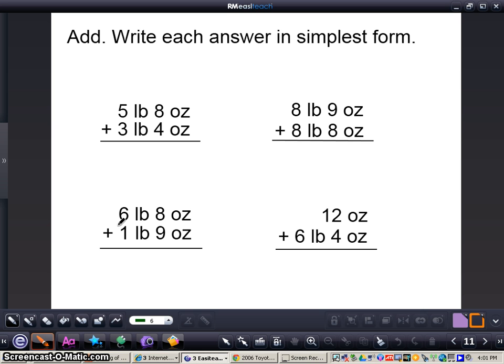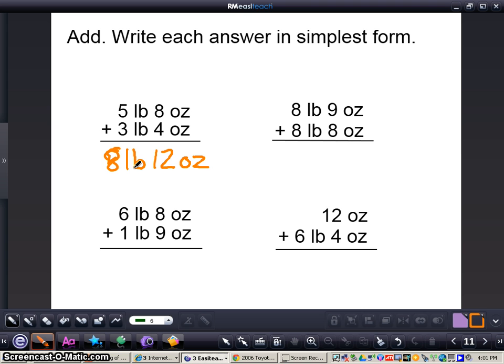Okay, so we're adding 8 and 4, that gives us 12 ounces. Now we don't have to convert anything here because 12 ounces is not more than 1 pound. And then 5 and 3, that gives us 8 pounds. Okay, so 5 pounds 8 ounces plus 3 pounds 4 ounces equals 8 pounds 12 ounces. Pretty simple there. Now let's take a look at another problem where we're going to have to convert.